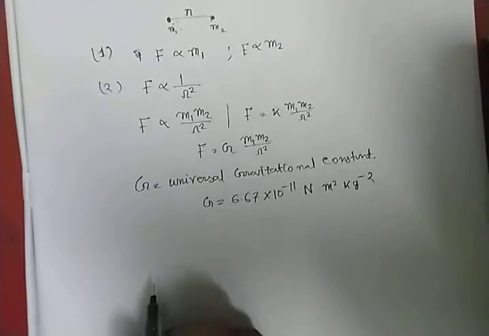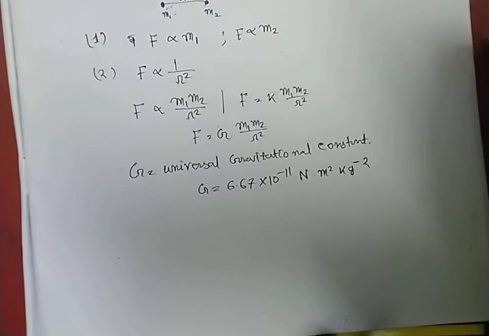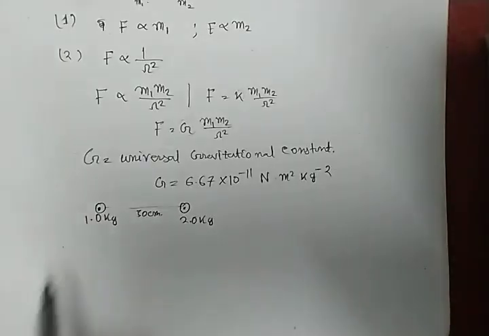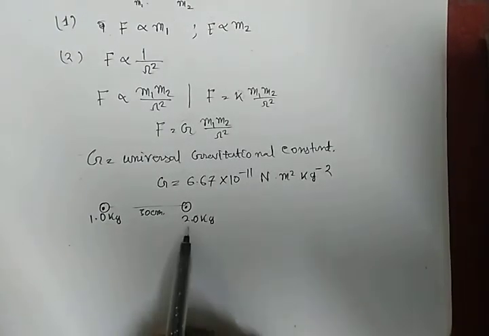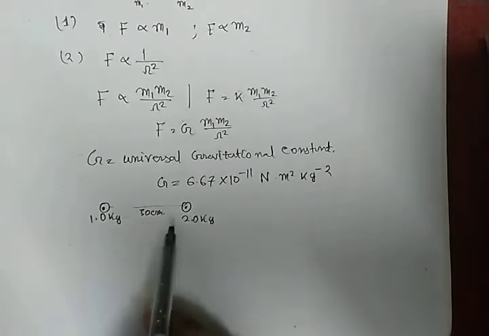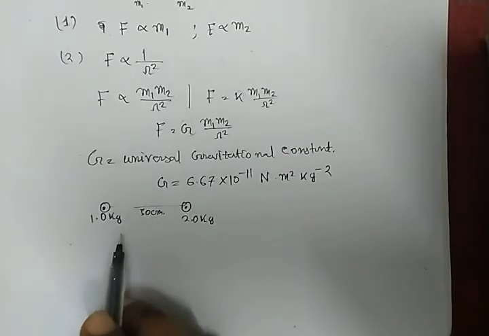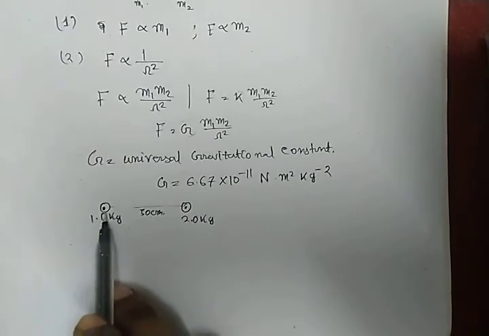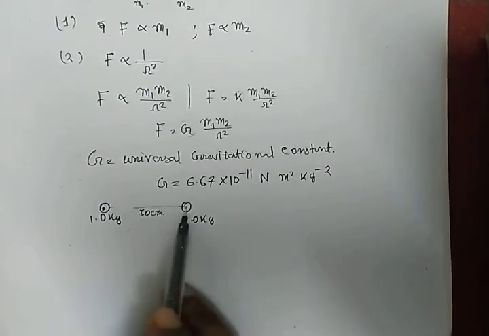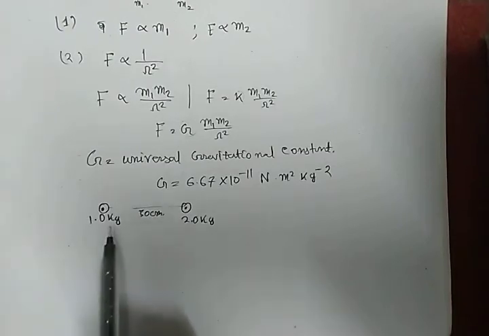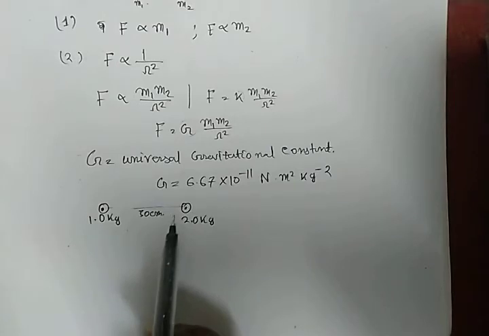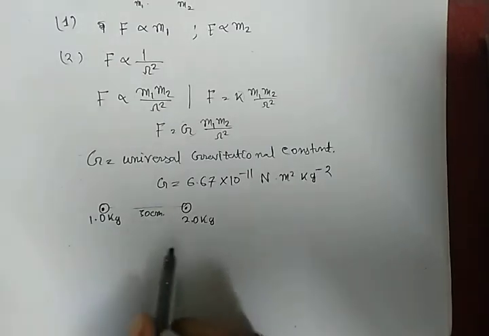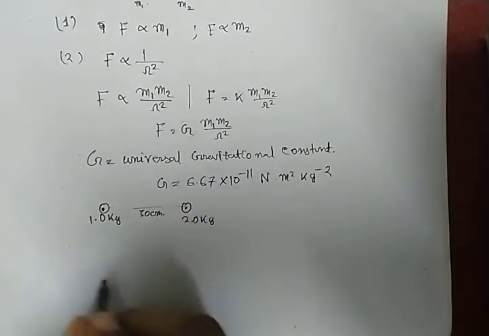So now we'll solve a simple problem. The problem is, we have two masses, one is 1 kg and the other is 2 kg, and the distance between them is 50 centimeters. We are required to find the gravitational force that they will exert on each other, and the acceleration of each body considering the other is at rest. So we'll just make use of this formula we have written here.